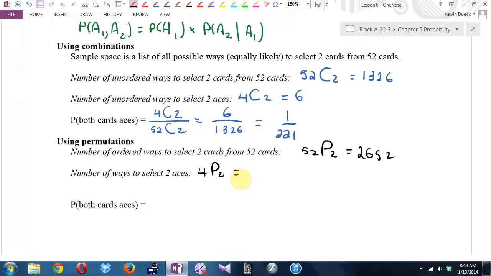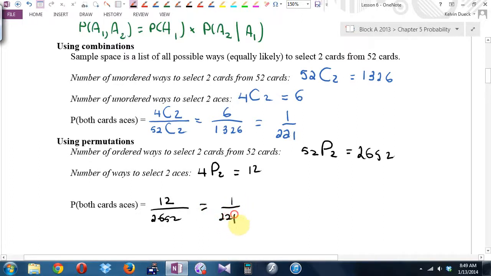What do you get? 12? And so another way of doing this is 12 out of 2652, which is actually the original fraction that we got before we reduced it to lowest terms, right? We got 3 times 4, 12, which is 1 out of 221. As I said, I kind of stay away from using permutations. I tend to use combinations, especially for card questions. Did I say card questions?